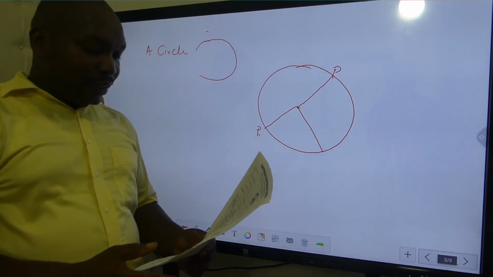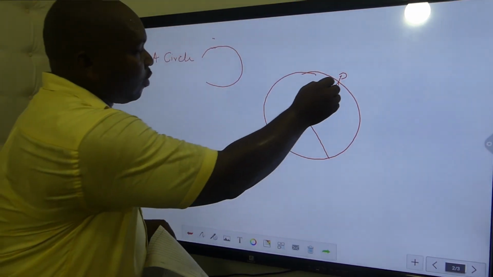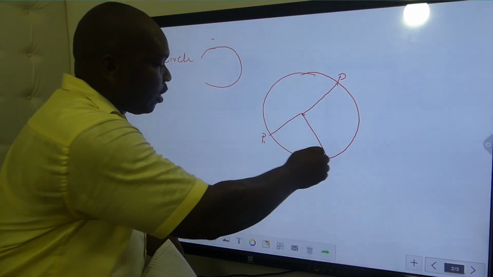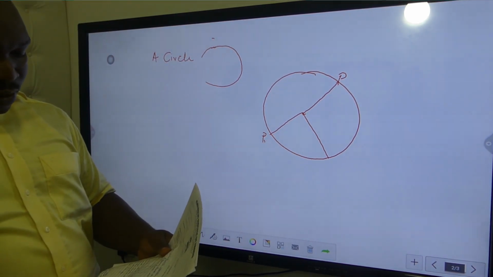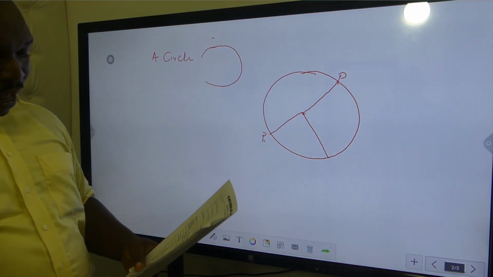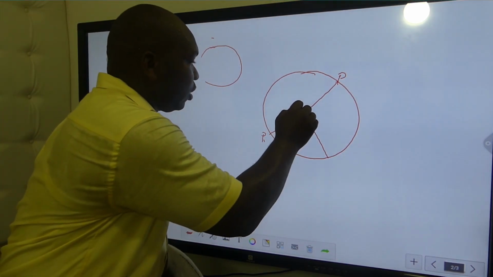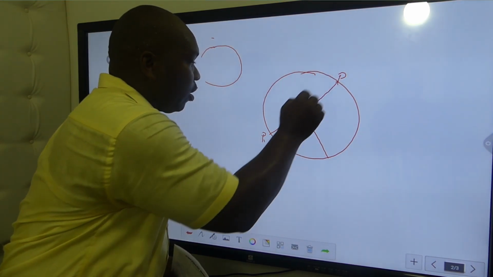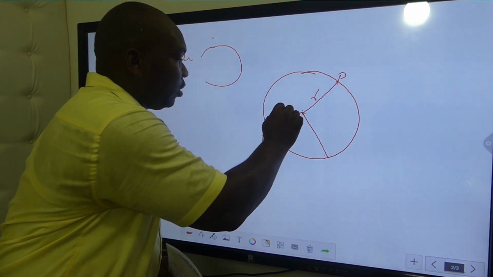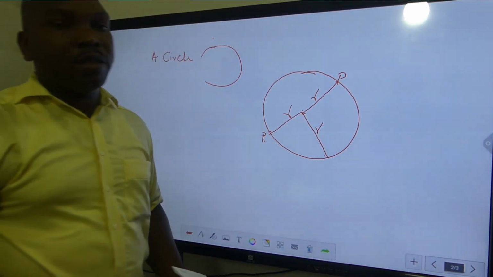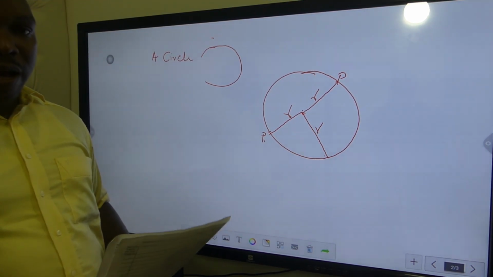The distance around a circle is called the circumference. From here to here and back to this place is the circumference of the circle. The distance from the center to any part of the circle is called the radius. So from here to here, or from here to here, is the radius, and we represent it with the letter R. That is the circle as a plane shape.